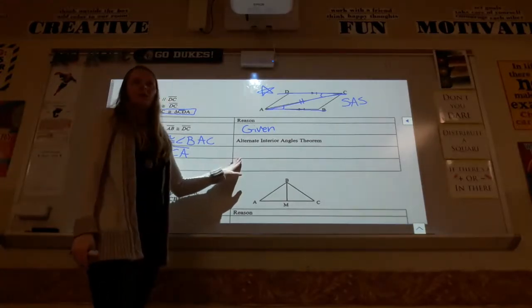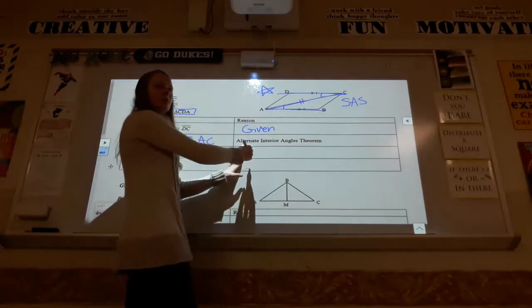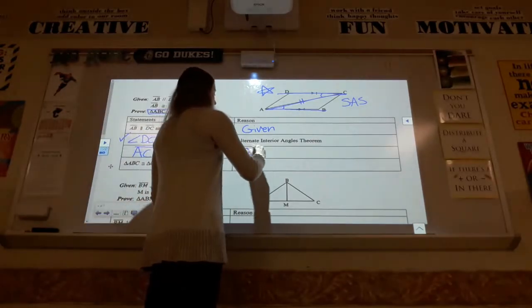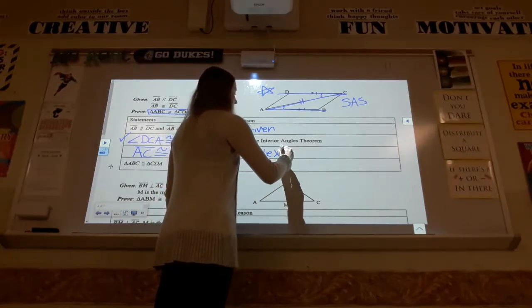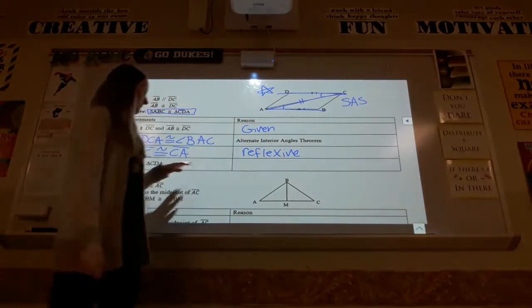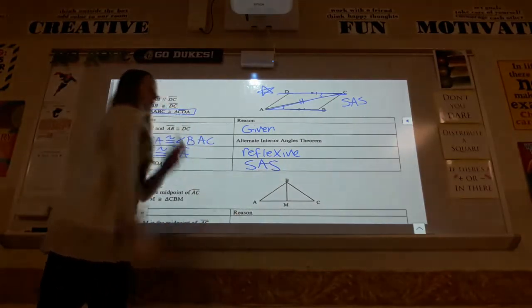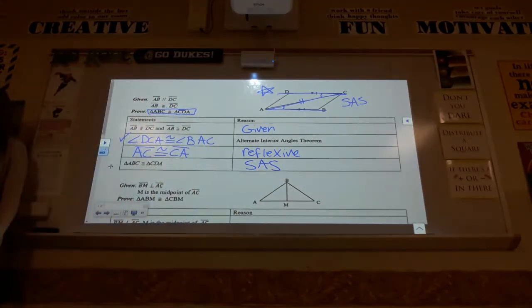And then how did I know that? How did I know this? Right here. Reflexive. The reflexive. And then once I had that information in addition to what was already provided, how did I know that the triangles were congruent? Side angle side. There you go. That's how these proofs work. Okay. Questions on that one?